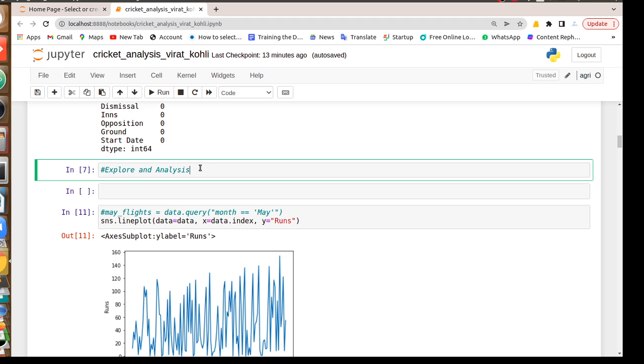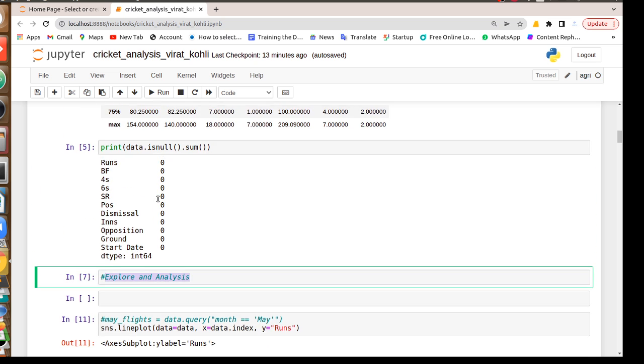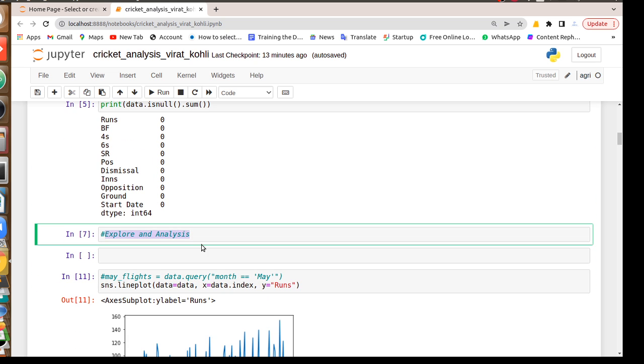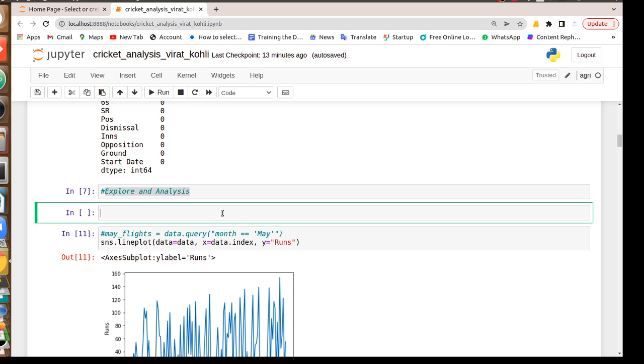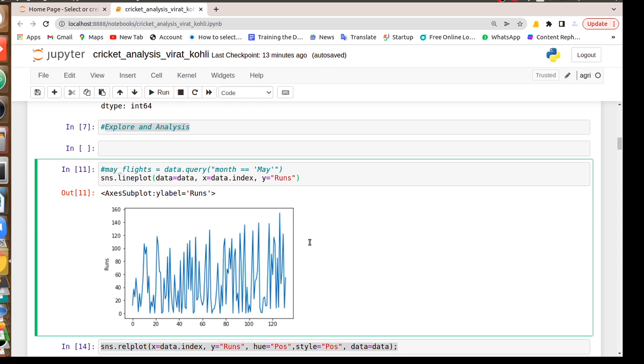Now we will go and explore the data in more depth. Till now we imported the data set and got some descriptions. Now we'll try to analyze it by visualizing through graphs, and those steps will happen now.